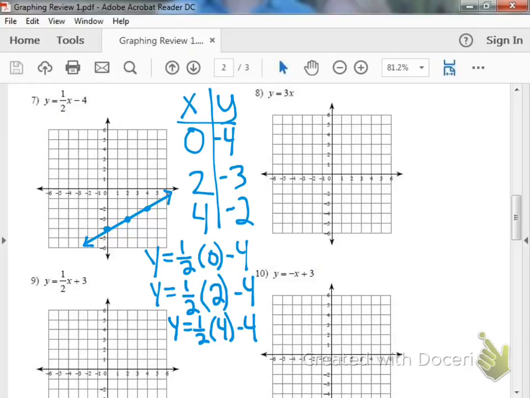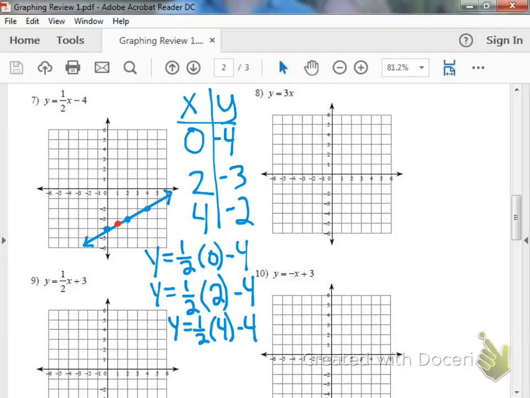Now, I said I was going to show you something cool if you already did this. If you already did it and you plugged in 1 for your x, your y would be negative 3.5. Where is negative 3.5 on our graph? Is it on the line? Yes, it is on the line.